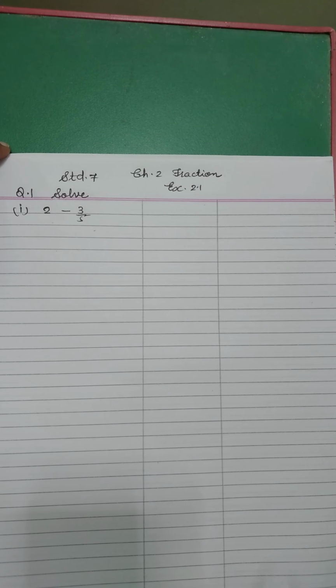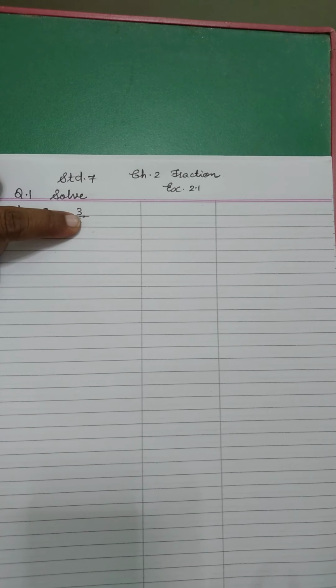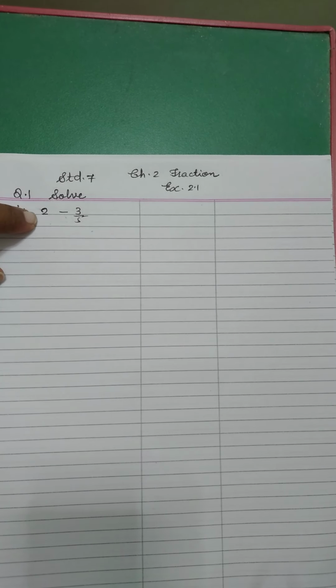Now students, we are going to start chapter 2, fractions, exercise 2.1. Question 1 is given, solve. First is given 2 minus 3 upon 5. Look here. One is a fraction number given, one is a whole number. So the numerator is given, the denominator is not there. So when the denominator is not given, at that time you can count 1.